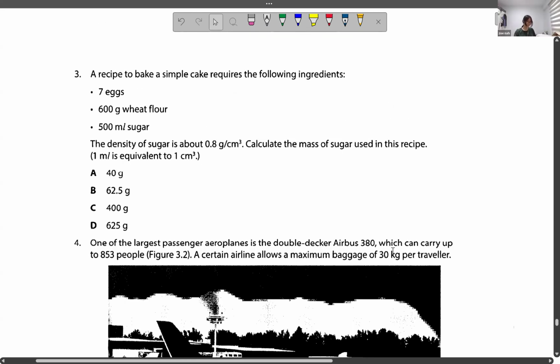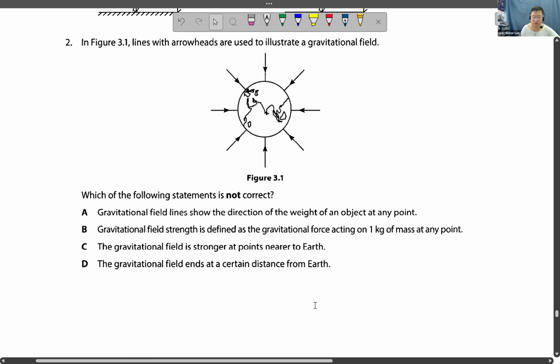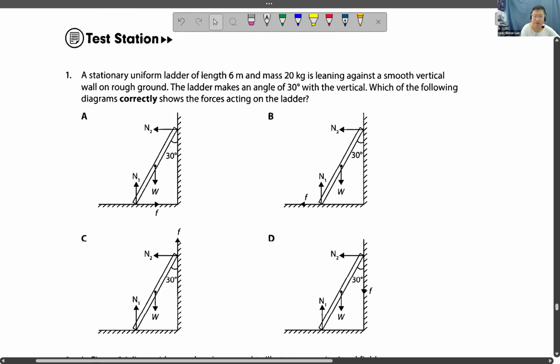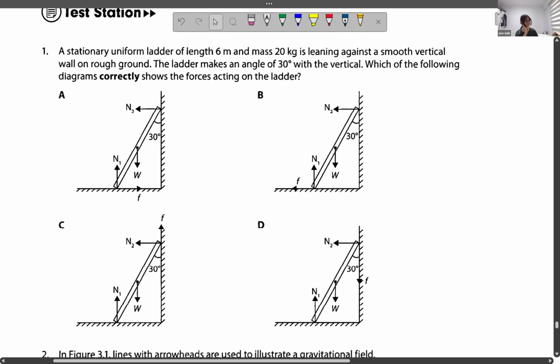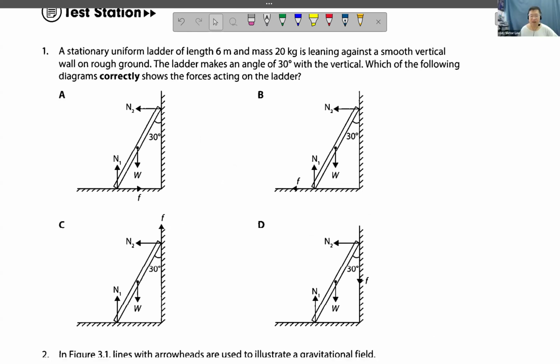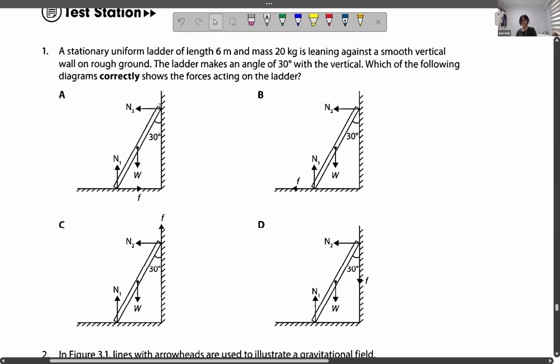Okay, this one you may want to go through this review. This is quite interesting question. What are the forces that act on the ladder against the wall? Forces. So gravitational is always going downwards. W is all correct actually.